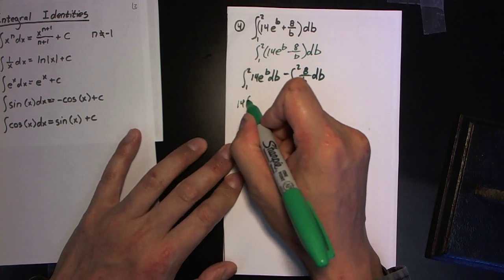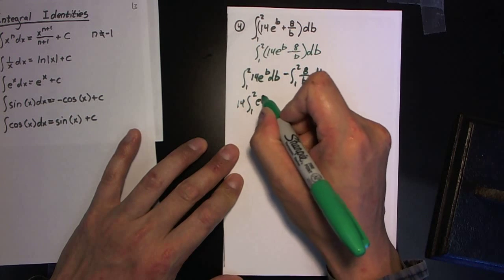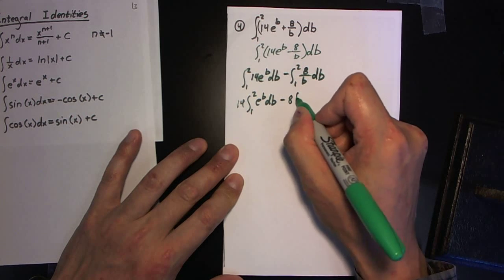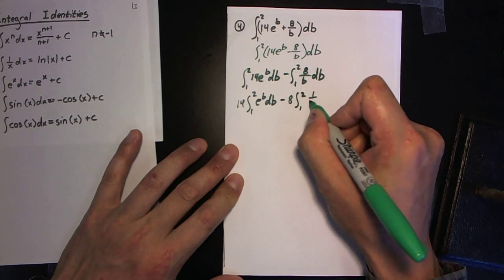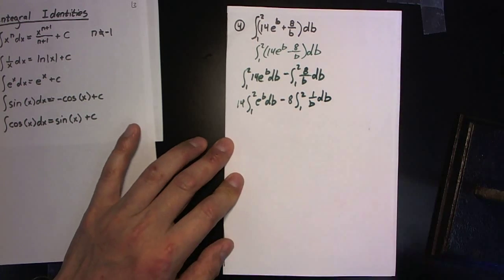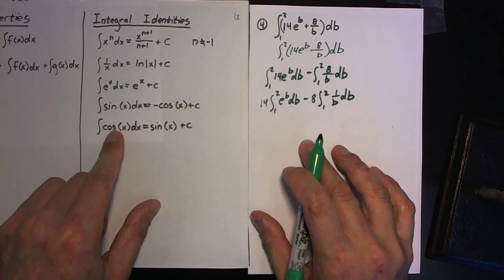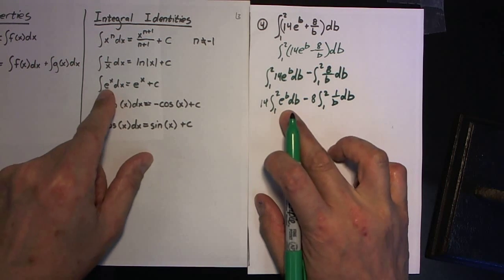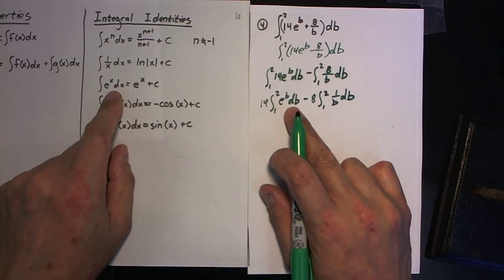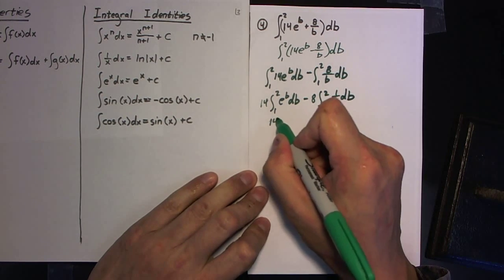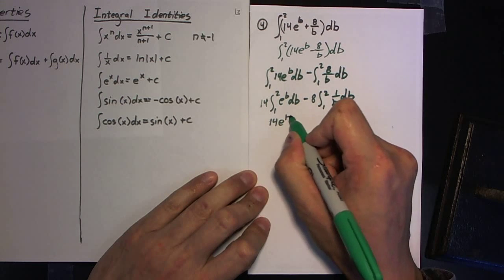So we get 14 times the integral from 1 to 2 of e to the b db, minus 8 times the integral from 1 to 2 of 1 over b db. Bust out your integral identities. The integral of e to the whatever, d whatever, is just e to the whatever. So we got 14 e to the b here.